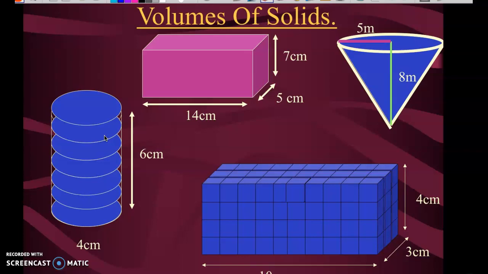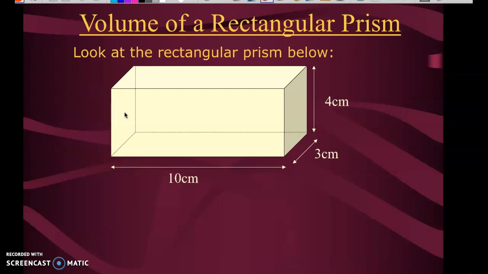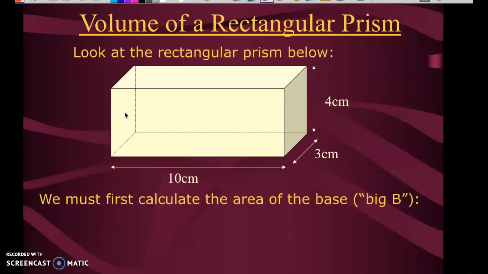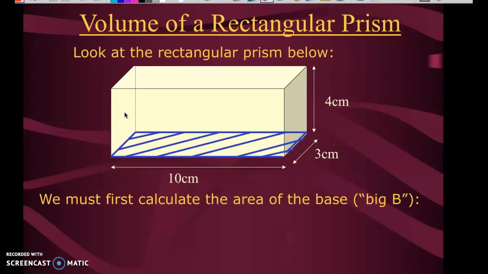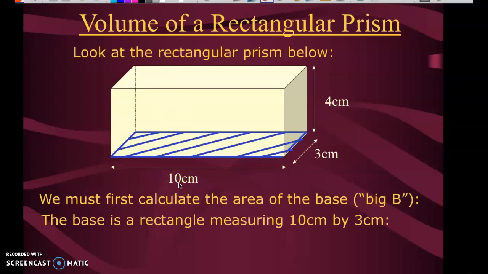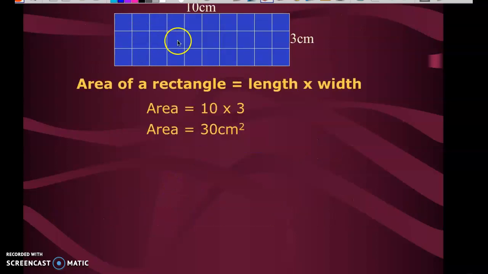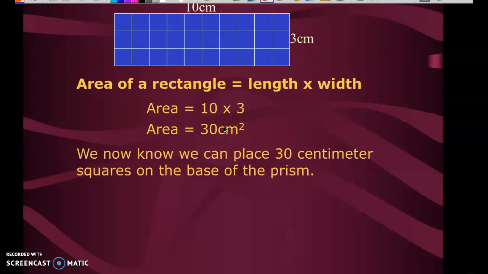So we're going to work with some different solids. The ones we're going to work with today are just the cube and the rectangular prism. Take this rectangular prism, for example. First we can calculate the area of the base, or the big B. We already know that area is length times width, so I can simply do 10 times 3. The area is then 10 times 3, and because I multiplied centimeter times centimeter, here it's centimeters squared. So that's just the area, okay?